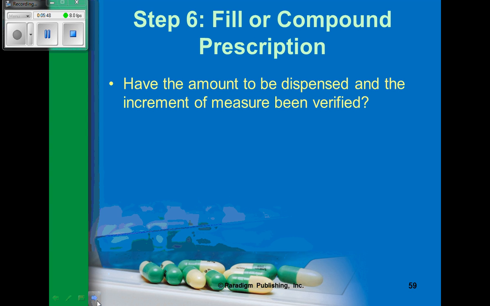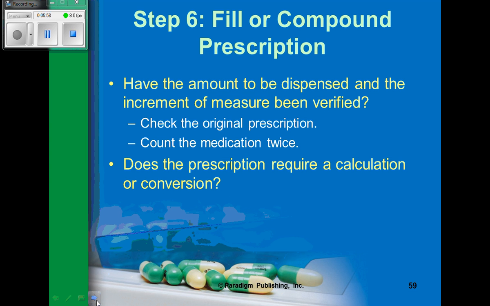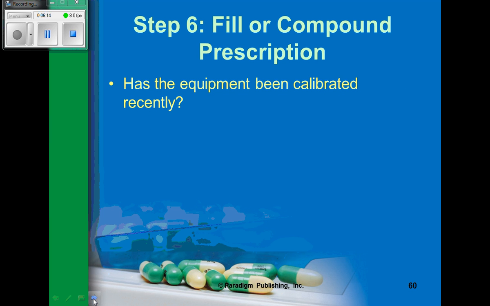Some things to think about: have the amount to be dispensed and the increment of measure verified. Check the original prescription. Count the medication twice. Okay, especially on your narcotics, you always want to make sure that you count a medication twice. Does the prescription require calculation or conversion? If it does, you want to write out the calculation or conversion and have another person review it.